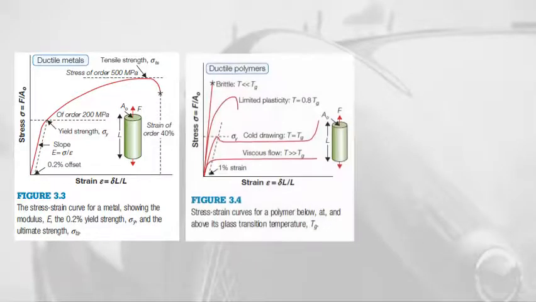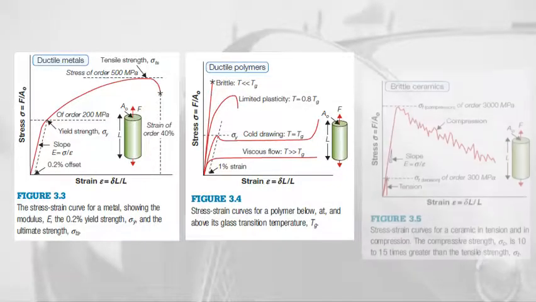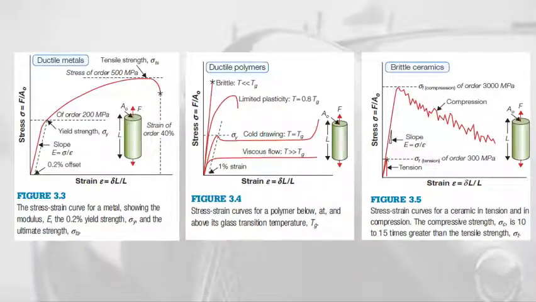The figure here represents the stress strain curve for metals, for polymer, and also for brittle ceramic. As you can see, the stress strain curve differs for these different families of engineering material.